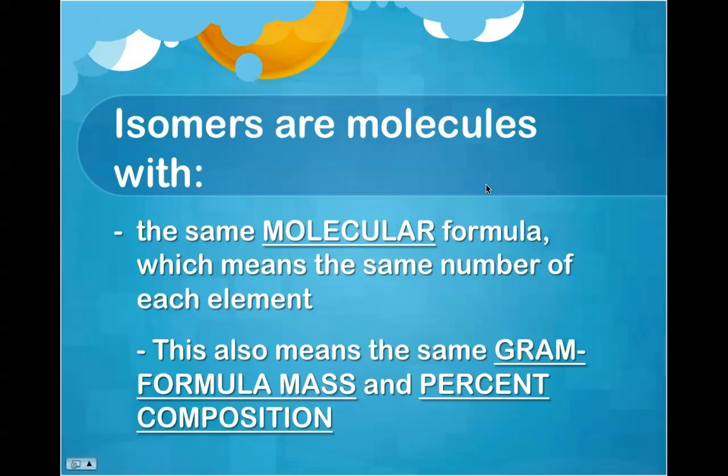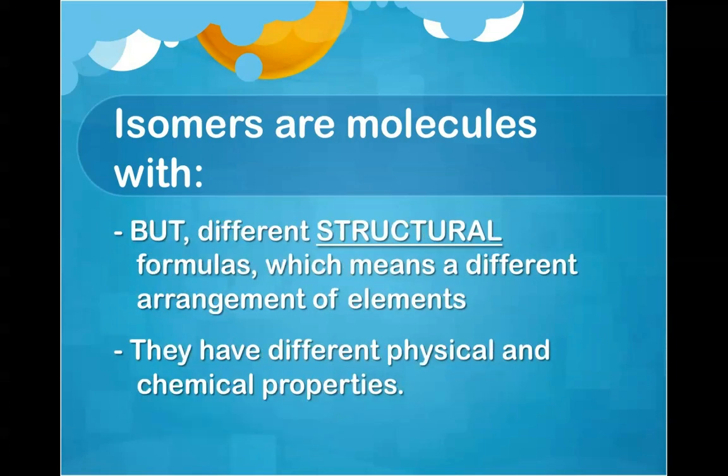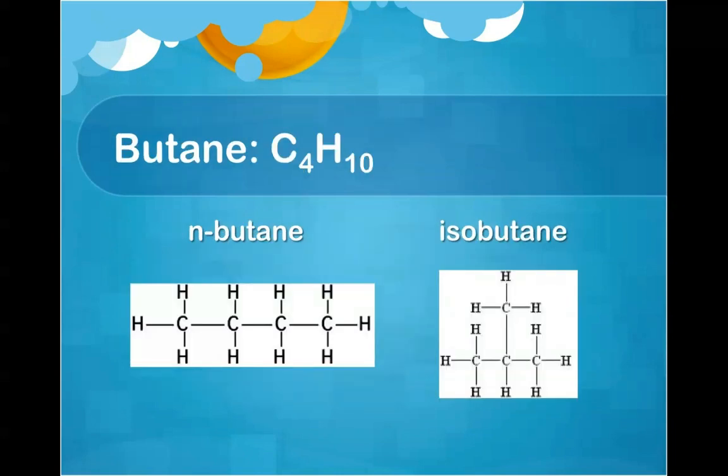All right, the last little concept that I want to add on here is isomers. These have the same molecular formula, which means they have the same GFM, they have the same percent composition, but their structural formulas are different, which gives them completely different physical and chemical properties. So here we have butane. We can have n-butane, which represents a normal butane structure with 4 carbons in a chain. And then isobutane, here we have 3 carbons in a chain with the 4th carbon coming off.